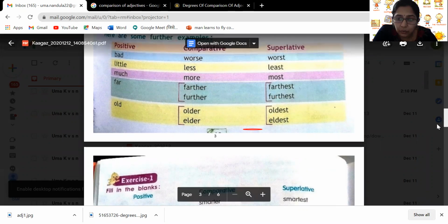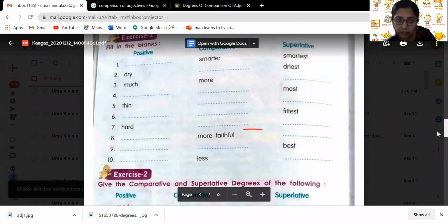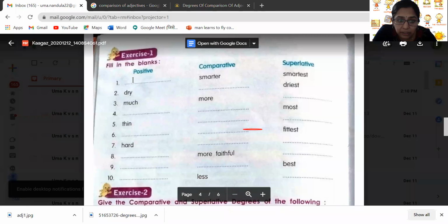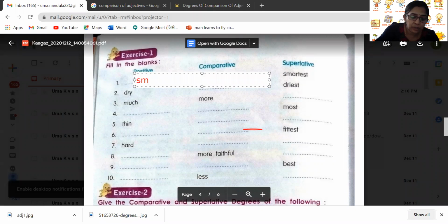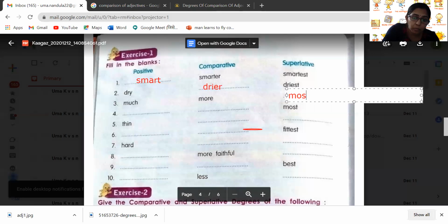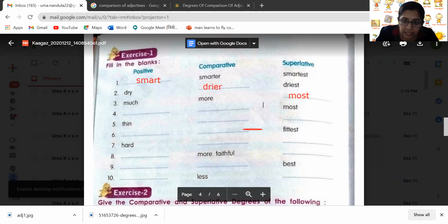Okay, let us do one exercise so that you'll have an idea. Like you just remember what the exercises are here. We'll be going through the positive degree. That is smarter, smartest he gave. So what is the word correctly here? Smart. It is in positive, in comparative, smarter, in superlative, smartest. Dry, drier, driest. The desert is drier than some plateaus. Okay, much, more, most, and this is different. Same thing he gave here.